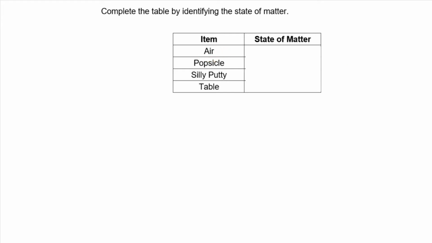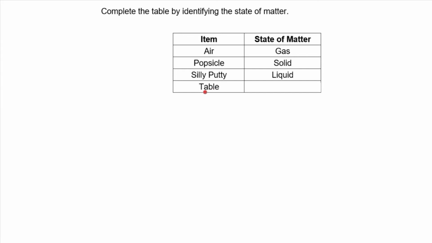Starting with air. Air has no definite volume, no definite shape, therefore it is a gas. Next we have a popsicle. Now a popsicle has a definite volume and a definite shape, therefore it is a solid. Third on our list is silly putty. Silly putty has a definite volume, but it does not have a definite shape, so therefore silly putty is actually a liquid. That may feel a little bit weird, but if you have silly putty, try putting it in different vessels and you will see that over time it will take the shape of any vessel you put it in. It is simply a very slow moving liquid.